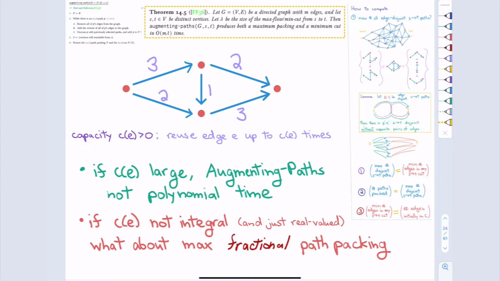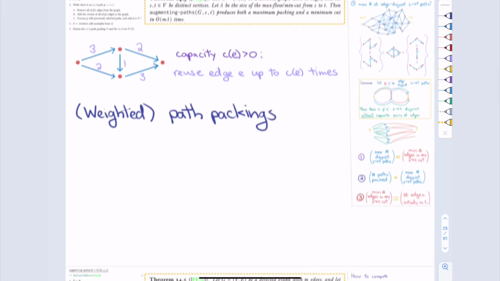So we might start thinking about, okay, maybe I can't pack paths in integral units, 1, 2, 3, but I can take 0.1 of a path, 0.2 of a path, and so forth. And so I can consider this fractional version of the problem where I'm coming up with a weighted combination of paths. Okay. So let me go through this a little bit slowly.